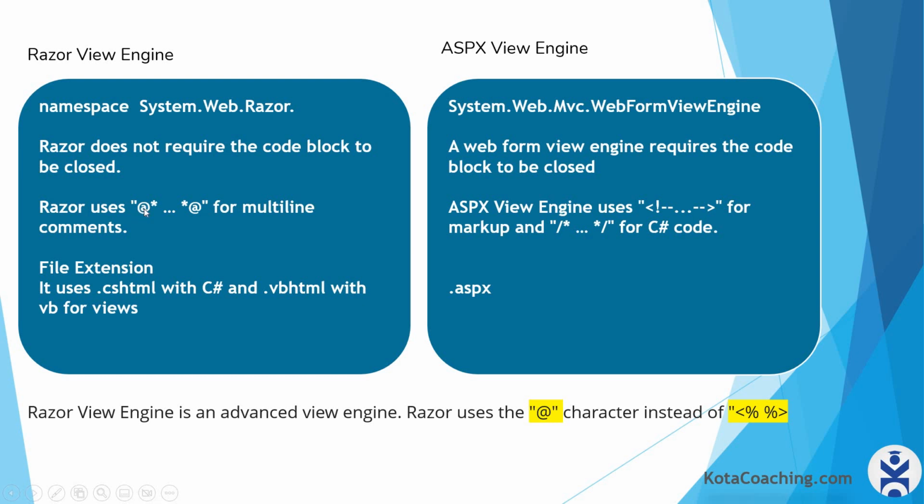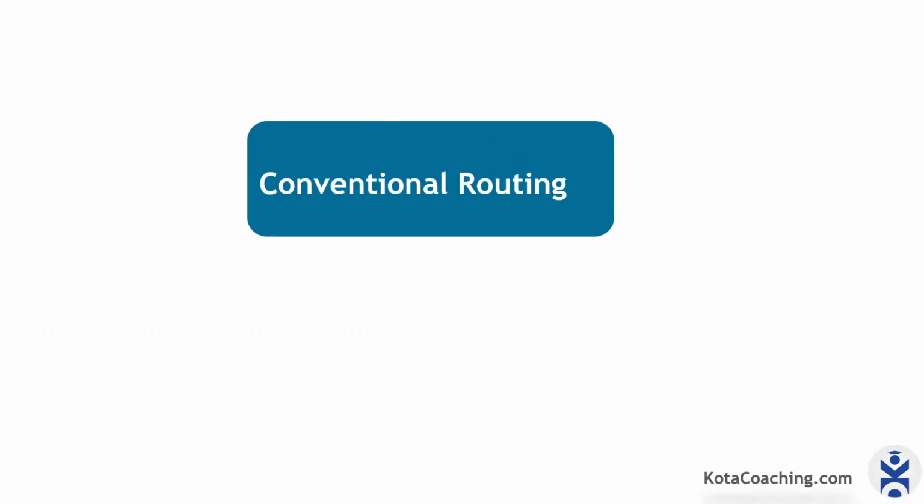Razor uses @* and *@ for multiple line comments. Between these two we can put the multiple comments, and in the aspx view engine we use this symbol, and in this syntax we can put multiple comments. And the file extension is cshtml for C# and vbhtml for VB views. And in aspx we have the extension aspx. So this is the difference between Razor view engine and aspx view engine.